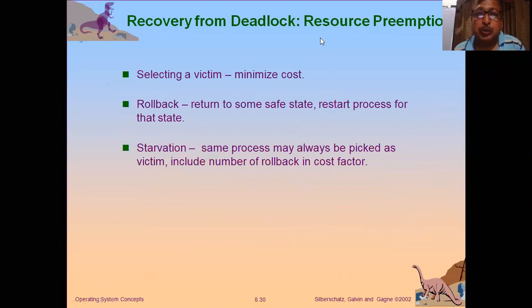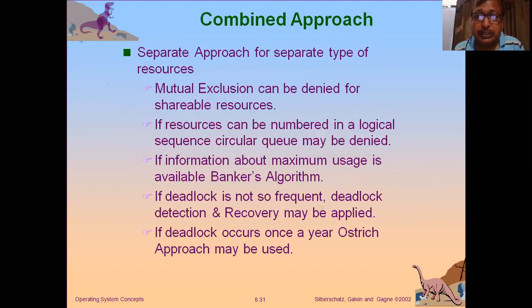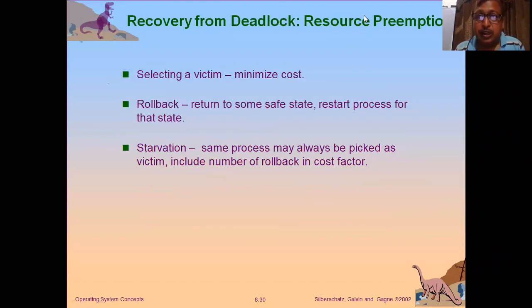Another approach is resource preemption. Instead of aborting or terminating a process, the operating system tries to snatch the resources from the processes involved in the deadlock. The operating system sees what kind of resources caused the deadlock, and instead of aborting the entire process, it snatches some resources from the processes and tries to remove the deadlock. But in this case there are basically two things: one, we have to roll back, and second, there is a possibility of starvation.